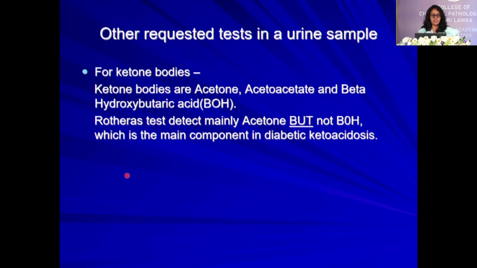If someone sends you a urine sample of an untreated ketoacidosis patient, the positivity for ketone bodies in Rothera's test is very low. And then when they start treatment, you will get a strong positivity for Rothera's test. That doesn't mean the patient's condition is getting worse, but it means that beta hydroxybutyrate is converting to acetone. So the patient is now responding to treatment.